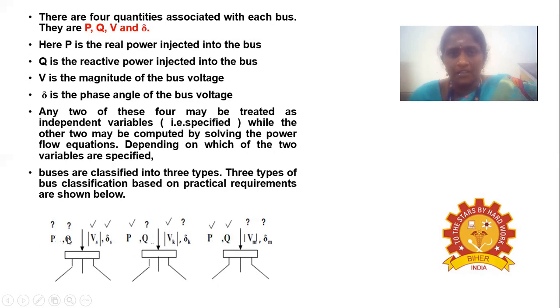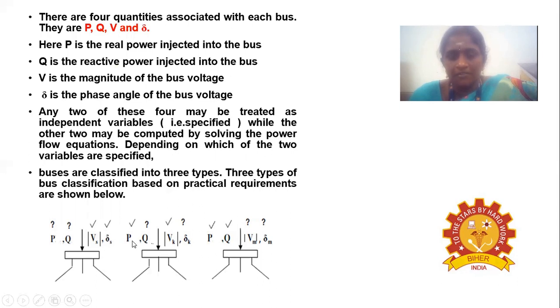Usually, there are 4 quantities associated with each bus: real power, reactive power, magnitude of voltage, and phase angle. Out of these 4, any 2 will be specified, and the remaining 2 we have to calculate. The buses are classified based on these specified parameters. If magnitude of voltage and phase angle are specified, then the remaining 2 are real and reactive power. That bus we can call a swing bus or slack bus.